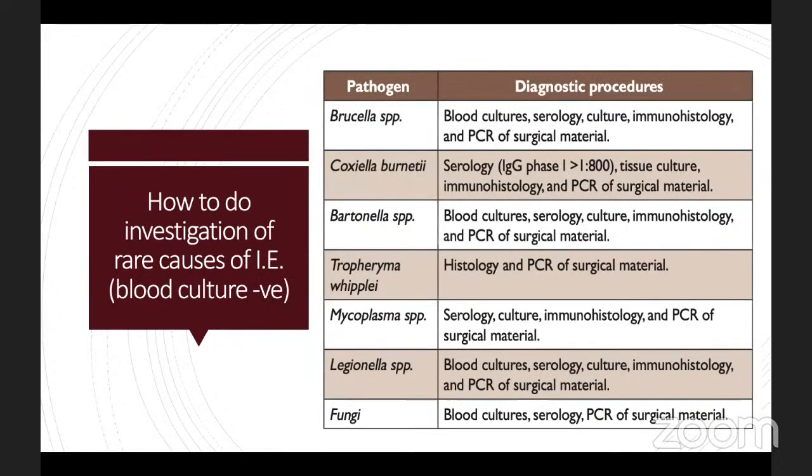So how do we investigate rare causes of infective endocarditis if the blood culture is negative? If the pathogen is Brucella, use blood culture specific for Brucella, serology, immunohistology and PCR. For Coxiella, use serology IgG, tissue culture, immunohistology and PCR. For Bartonella, use blood culture, serology, culture, immunohistology and PCR.